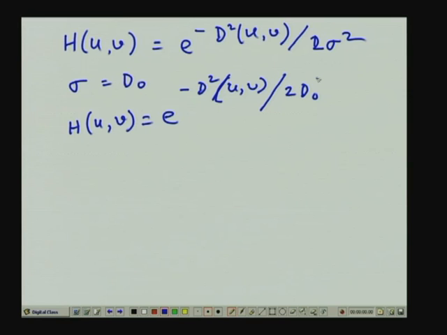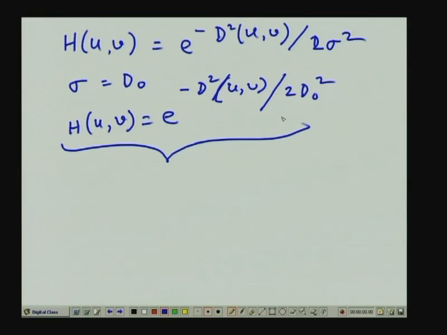Now, if I use such a Gaussian low pass filter for the filtering operation, and as we have already said, the inverse Fourier transform of this is also Gaussian in nature. So, using the Gaussian filters, we will never have any ringing effect in the processed image.